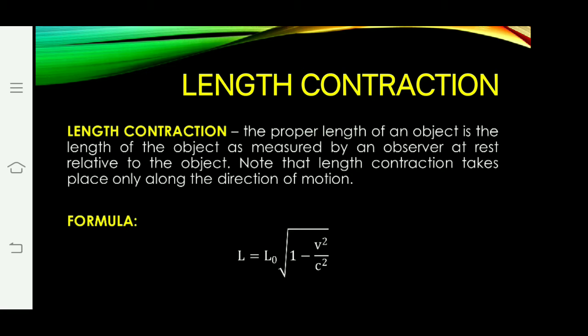Next, length contraction. Length contraction takes place along the direction of motion. The formula for length contraction is L equals L sub 0 times square root of 1 minus v squared over c squared.